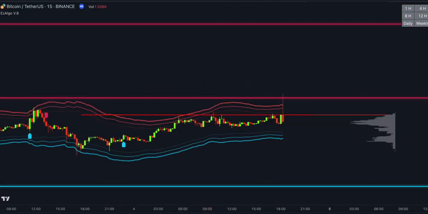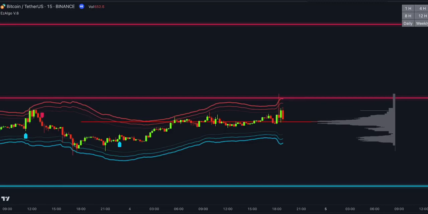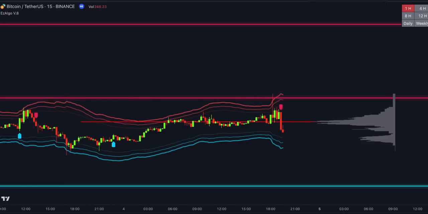Okay, now let's talk about short entries. First things first, spot a fake bullish breakout. It is when price closes above resistance and immediately gets rejected. During this breakout, the price must also extend into the upper reversal channel. A sell signal will appear shortly after the correction.